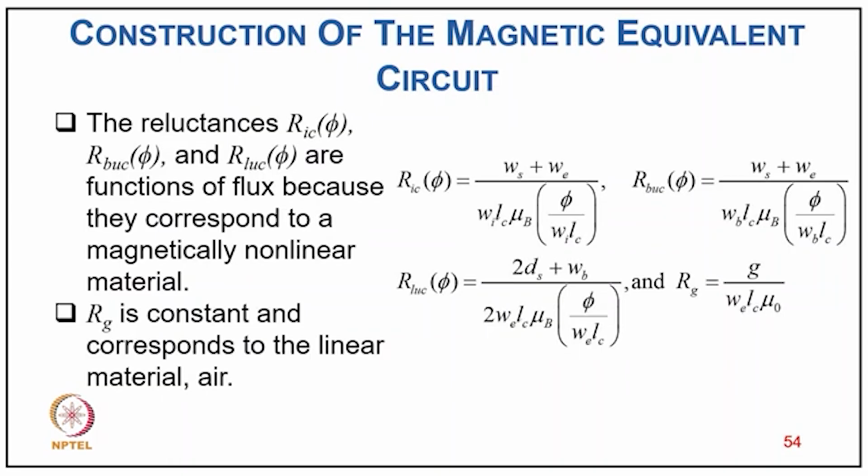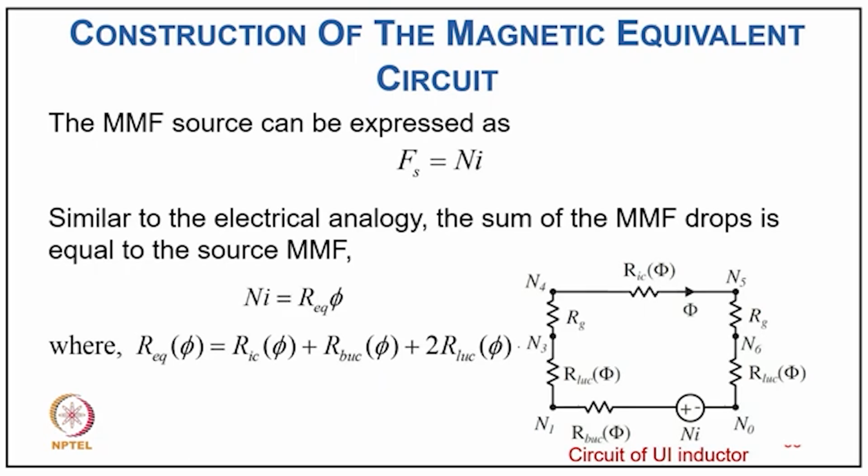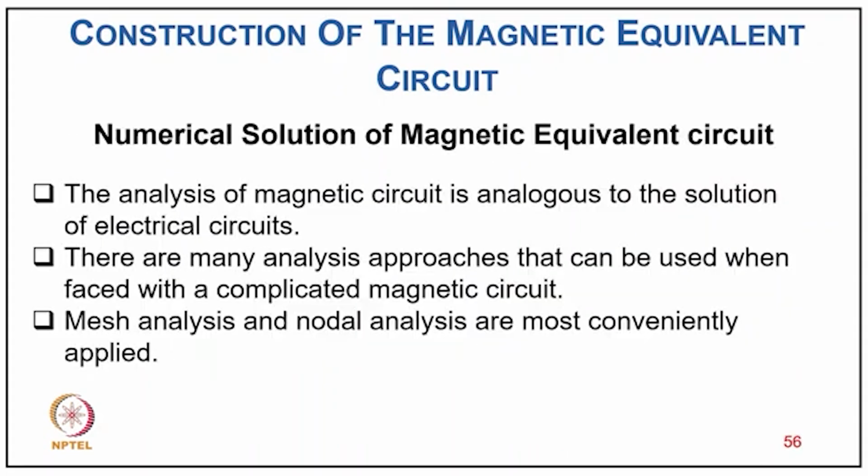So you can calculate the different reluctances, all the formulas are given here, like Ws plus W upon Lwi for RIC, RBUC, RLUC and Rg. And then of course you can find out what MMF is required, Fs equal to Ni. Similar to the electrical circuit analogy, the sum of MMF drops is equal to the MMF, like Ni equal to R equivalent into phi, where R equivalent you can find from this equivalent circuit. That is, the total reluctance will be RIC, that is in the I core, plus the core of the U type plus 2 air gaps, RLUC. So this gives you the total reluctance of the equivalent circuit.